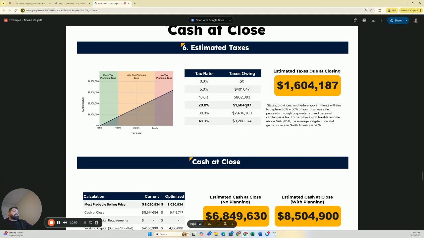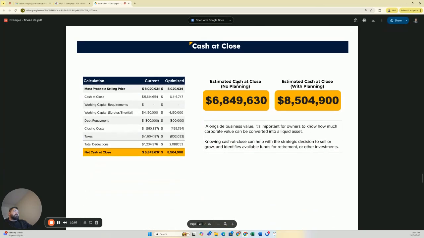Okay, so total cash at close, or here's what you're going to have to pay for taxes, right? So here's our tax rate chart. Here's the average, 20%, boom. Your taxes due at closing are going to be this. So then your cash at close is going to be all these things added up. This, and then with tax planning, here's what your accountant's going to be able to do if he sets everything up properly for you before you sell it, right? So hopefully he might be able to save you from paying Trudeau $1.7 million in theory.